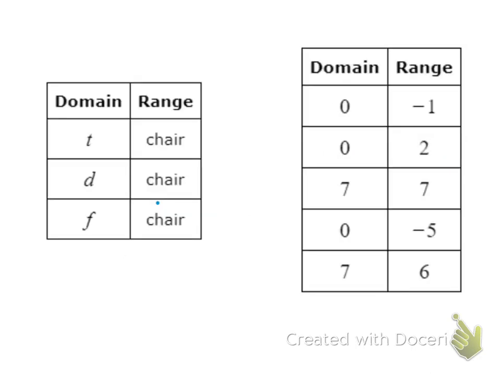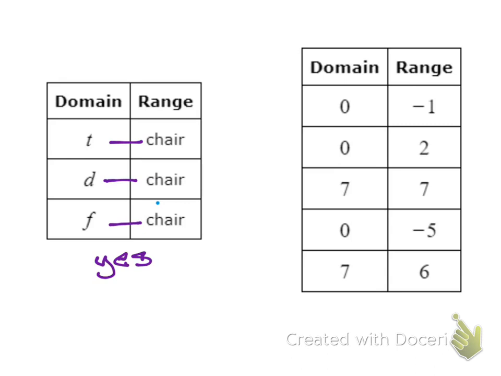Let's look at it as a chart. Here, in the first one on the left, T matches with chair, D matches with chair, F matches with chair. But each of these members of the domain is only matching with one guy in the range, so this is a function.